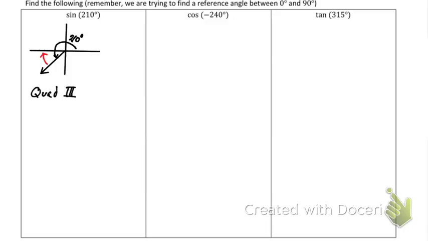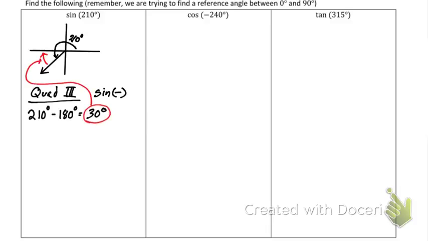I'm looking for sine value, and sine is negative in quadrant 3. So my answer needs to be negative. Then I'm going to say, well, in quadrant 3, we are going to do 210 minus 180 to get my reference angle. Well, my reference angle for this one is 30 degrees. We already knew that, but we're kind of prepping ourselves for when we get to radians. So that reference angle is 30 degrees.